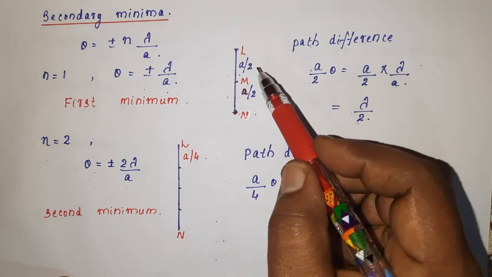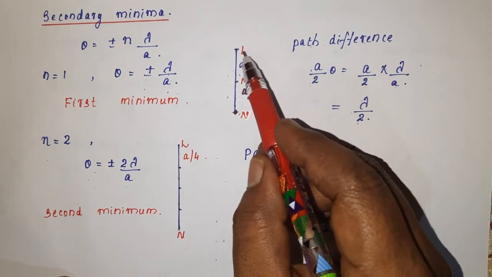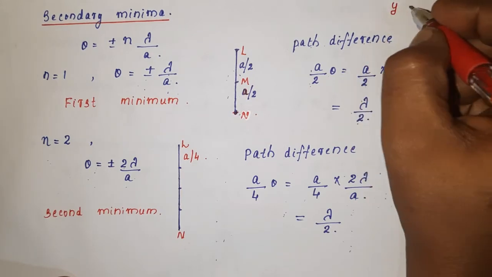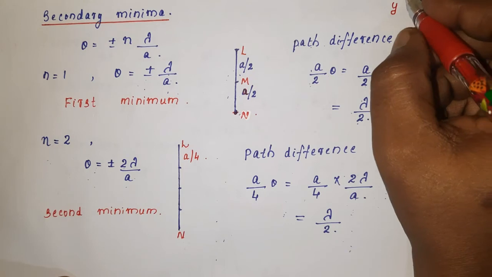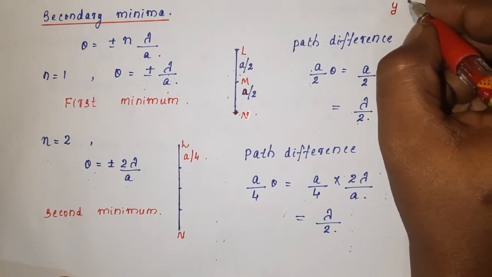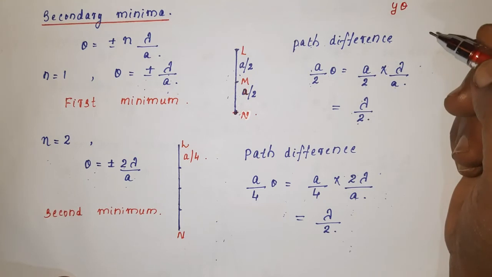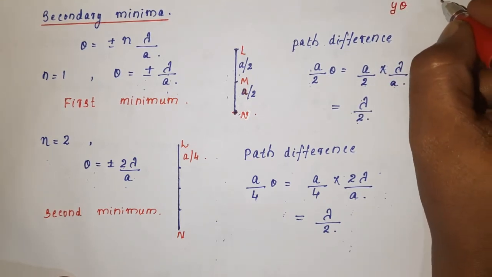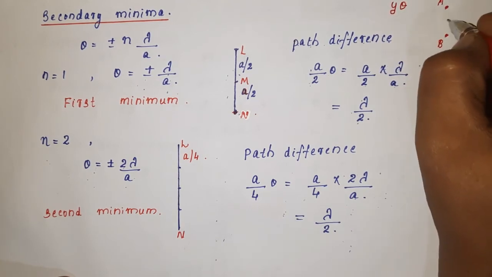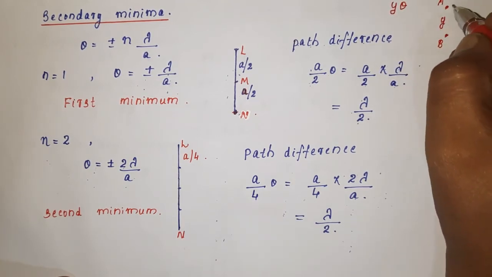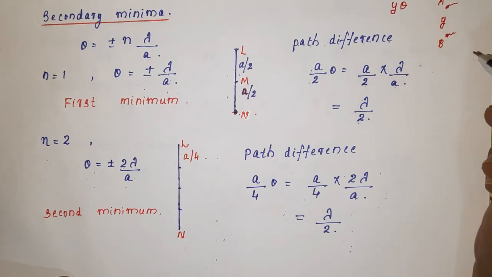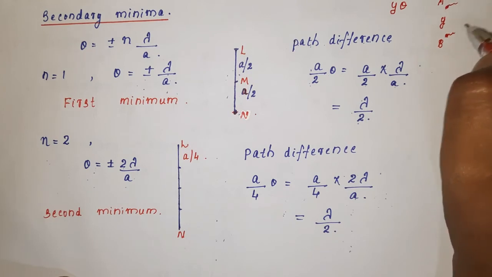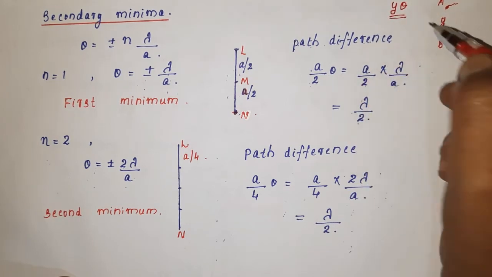Now in the previous discussion we have already concluded that if two waves start from two positions which are at a distance y, then the path difference between those two waves when they reach a point P is given by y theta. So if the waves start from two points A and B, separated by a distance y, and when they reach a point P, the path length difference between those two waves is given by y theta.